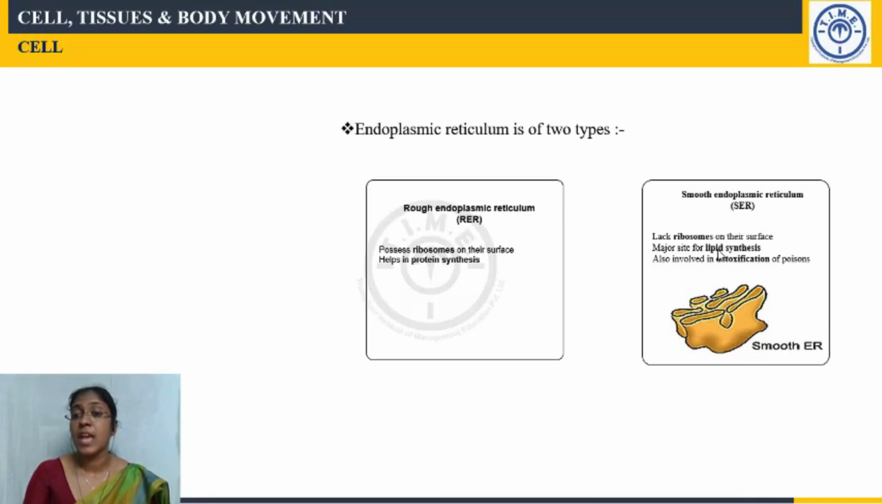They are also involved in the detoxification of poisons, that is, poisons or drugs which are harmful to our body, or toxins. That detoxification happens inside the smooth endoplasmic reticulum. So we have to note the difference between rough and smooth endoplasmic reticulum.